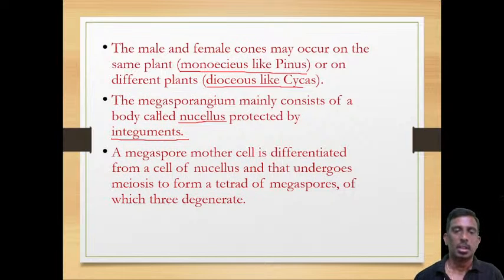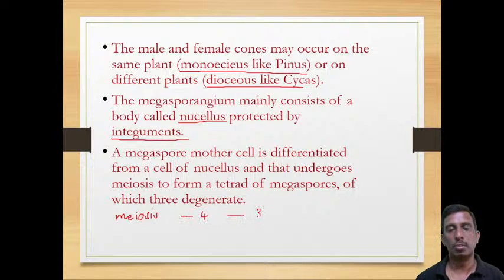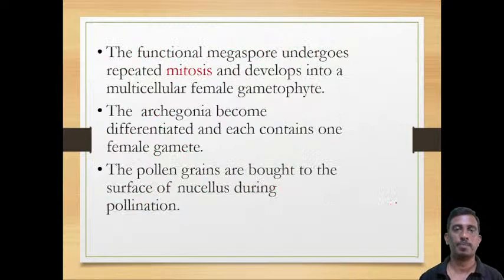Okay. The megaspore mother cell, on meiosis, will form 4 megaspores. Of these 4, 3 are non-functional, only 1 is a functional megaspore. So 3 will degenerate, and only 1 functional megaspore will develop into a female gametophyte. Okay.